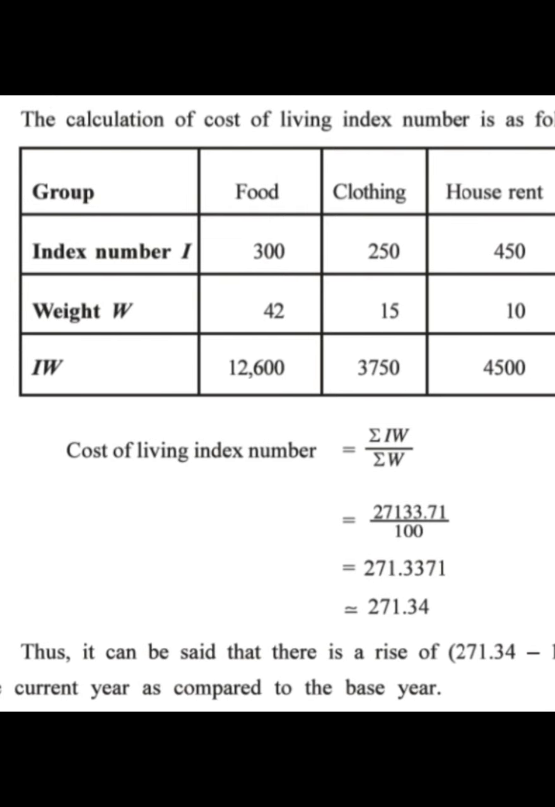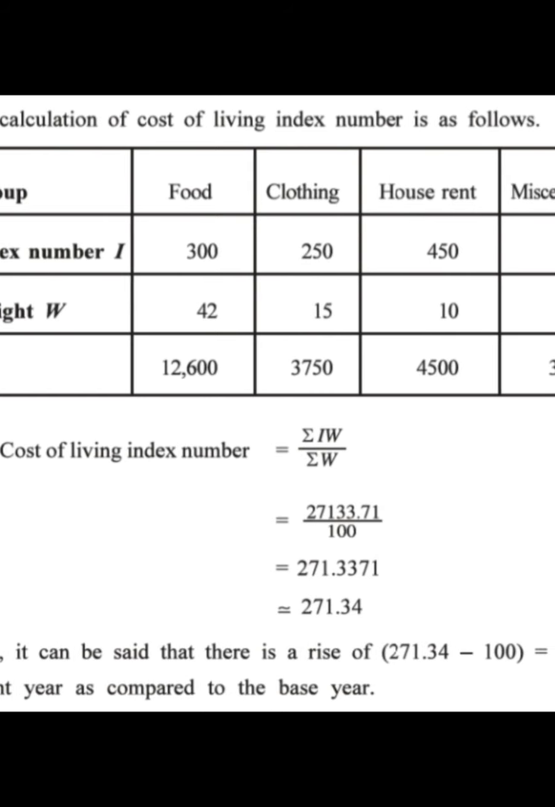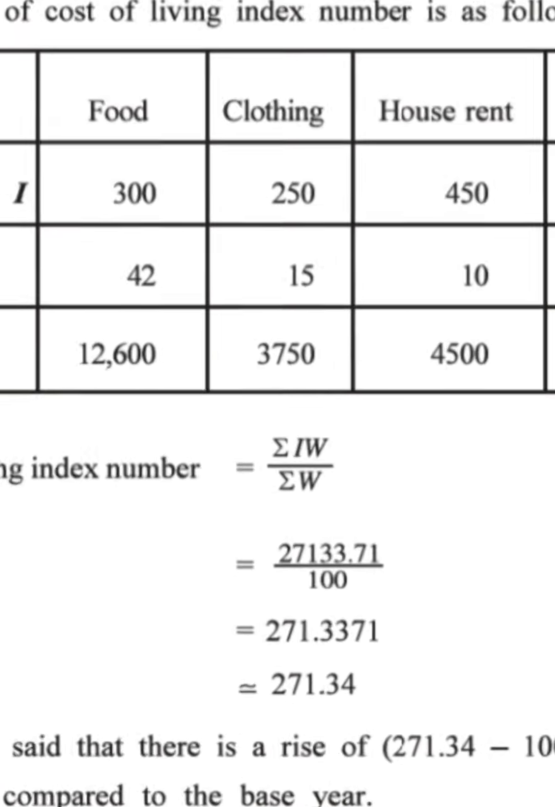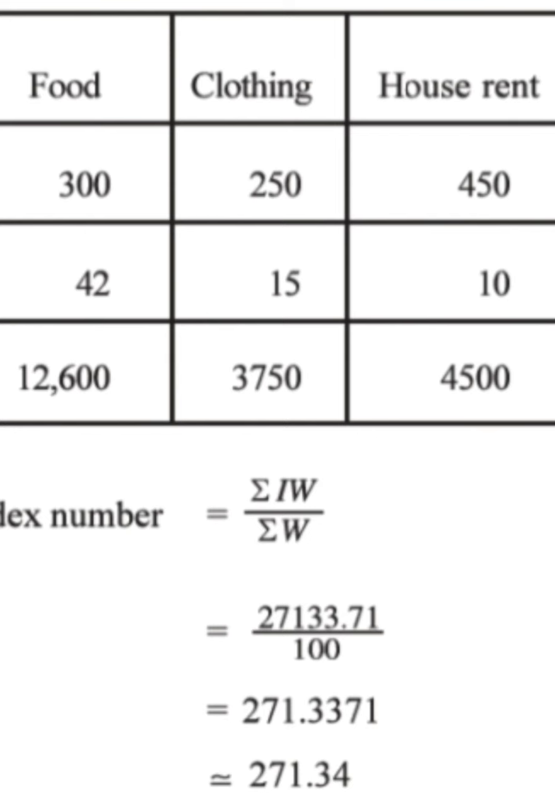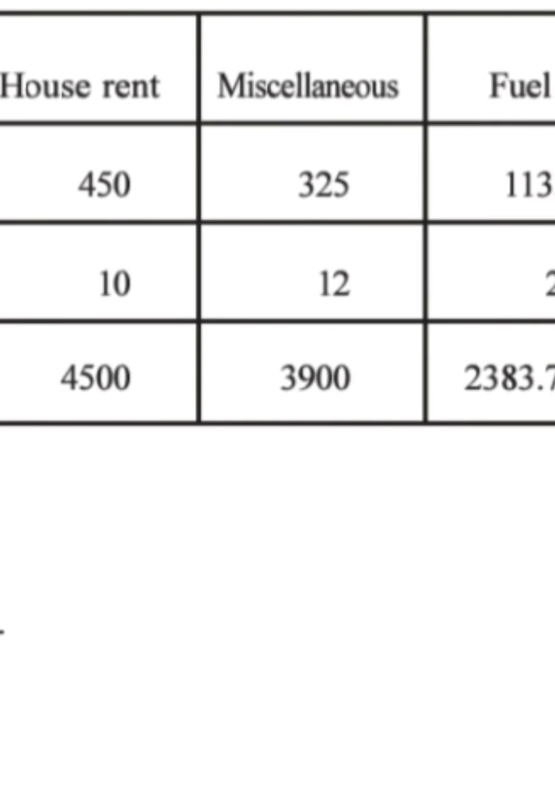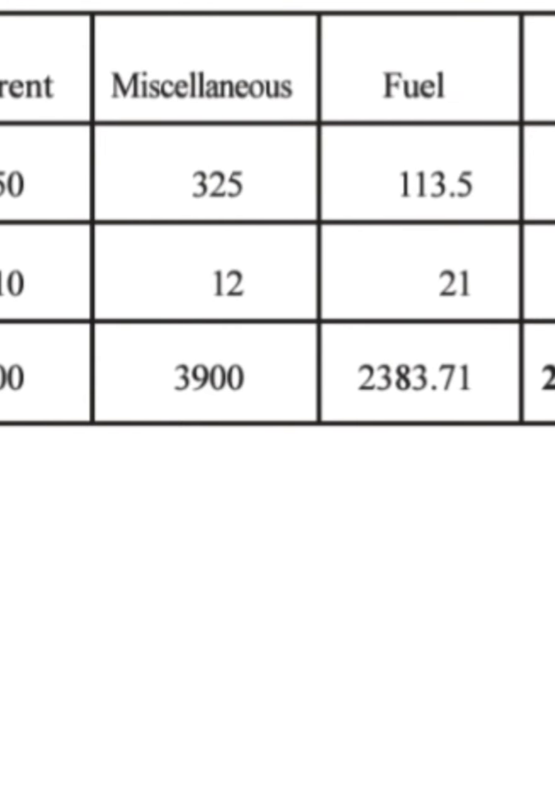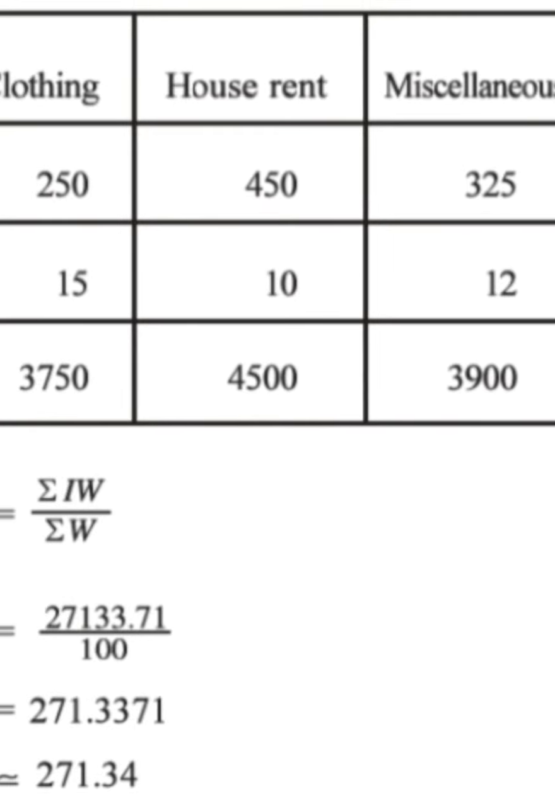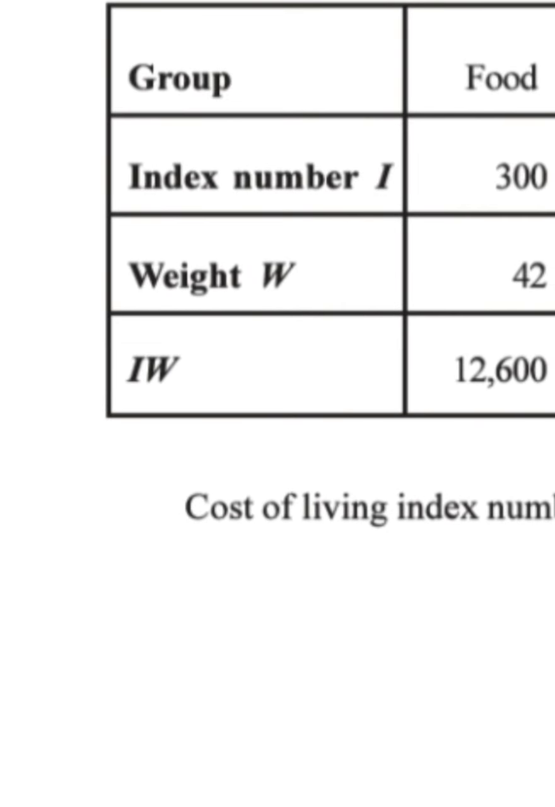For food it was 3 times, that's why 3 multiplied by 100 gives you 300. Clothing was 2.5 times, so 2.5 multiplied by 100 gives you 250. House rent was 4.5 times, so 4.5 multiplied by 100 gives 450. Miscellaneous was 3.25 times, so 325. For fuel we found the index number was 113.5, so we include that 113.5 here. That is the index number, I.